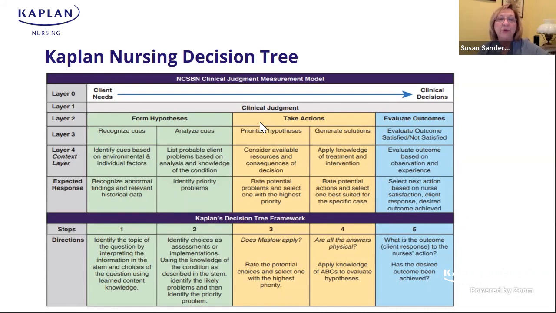When they move into thinking about, does Maslow apply, or are the answers physical or psychosocial, then that allows the student to determine what actions they're going to take. And then they move into the 5th step of the decision tree, which is evaluating the outcome, which is exactly the same as the 5th step of the measurement model, which is really important for us as educators to think about. How can we help students be able to apply that clinical judgment while answering these questions? And we believe that the Kaplan decision tree totally does that for us.